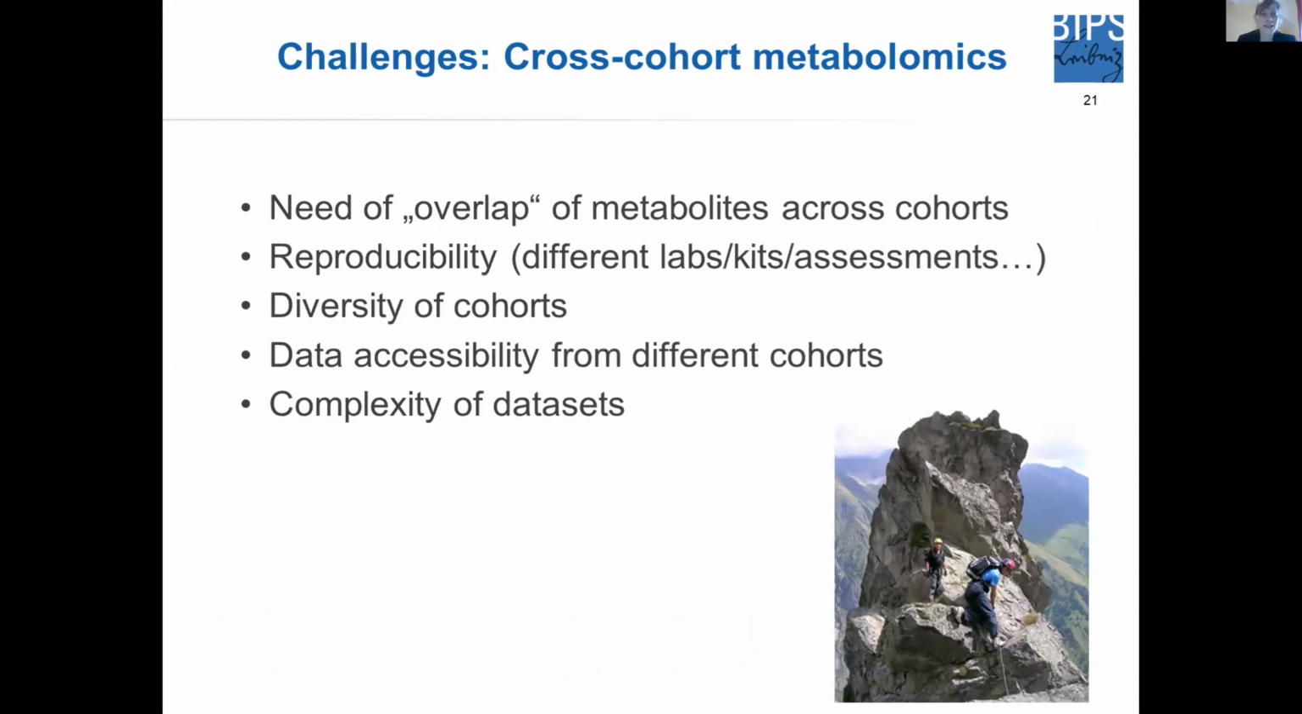So this is my last slide today. What are the challenges? Well, you need some sort of overlap of metabolites to combine data from different cohorts. And this should be like a minimum of overlap, I think. Reproducibility is a really big challenge when you use different labs and different kits in the cohorts, but also you have different assessment methods for all the other variables that you are interested in. But of course, you want to increase the diversity of cohorts, but this is always also the challenge. So I think it's more or less a trade-off on how we need some high reproducibility, but also we want to increase the diversity. This is the trade-off we have to think of.